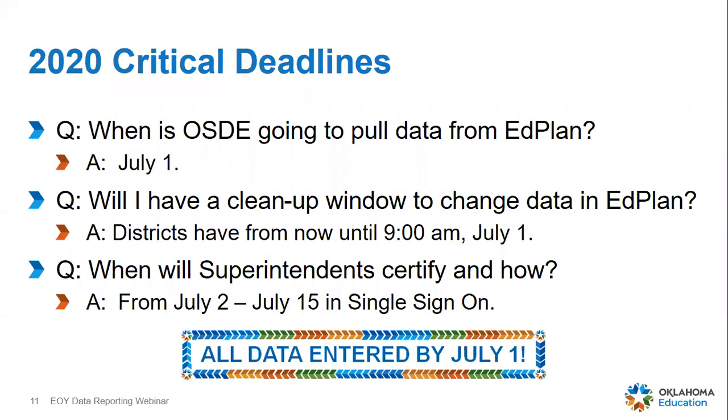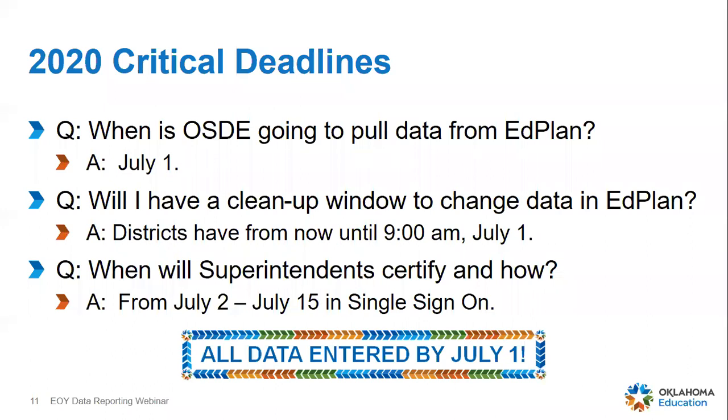Okay, a few critical deadlines this year. We are going to pull data from EdPlan on July 1, that's Wednesday. Your cleanup window is between now and July 1, until about 9 a.m. on July 1. Make sure that you clean up your data now. Look at your reports, and check to make sure that all of your student data is correct. After July 1, it's a lot harder for us to make changes to that data set because we have to pull data on July 1 in order to get the school year data. So please clean up now.